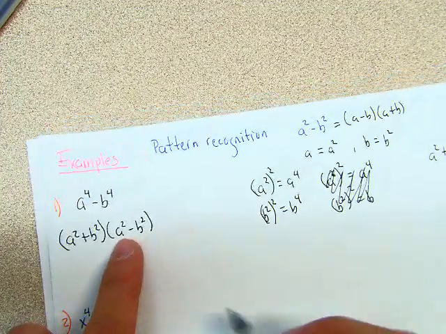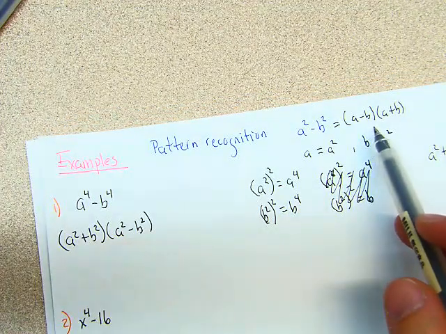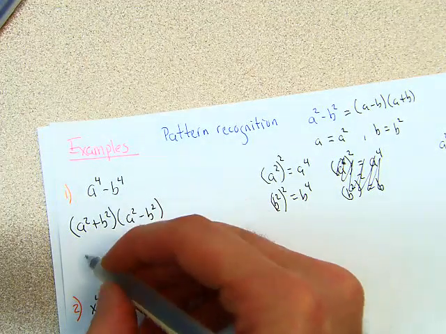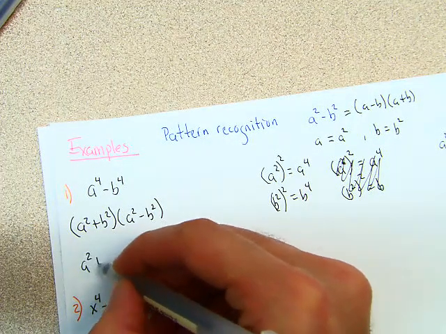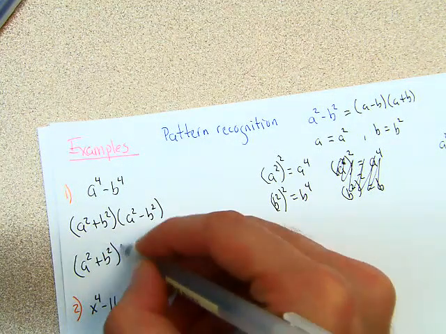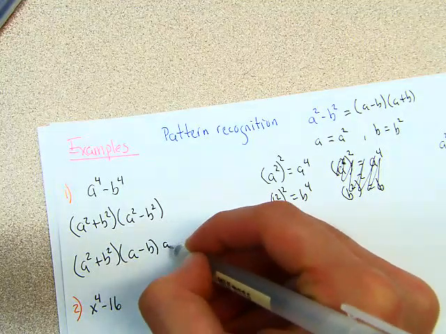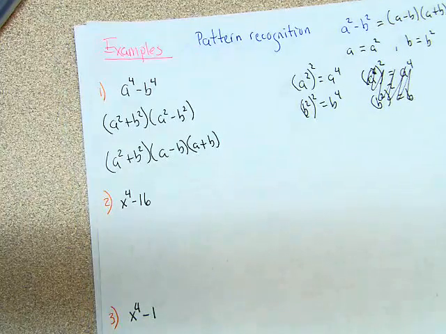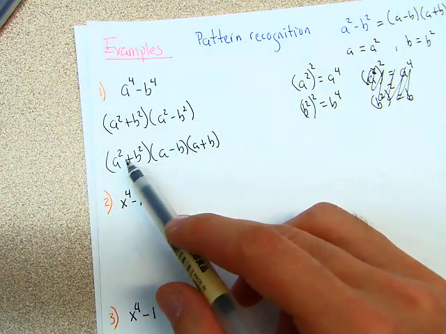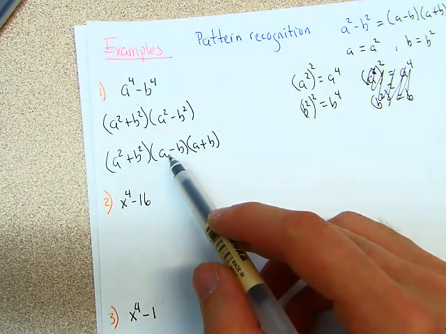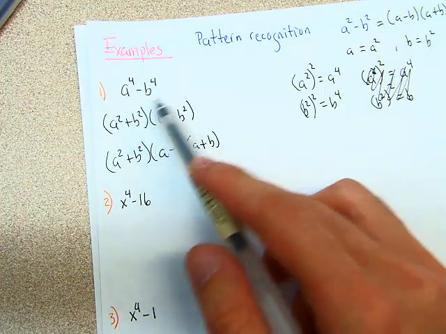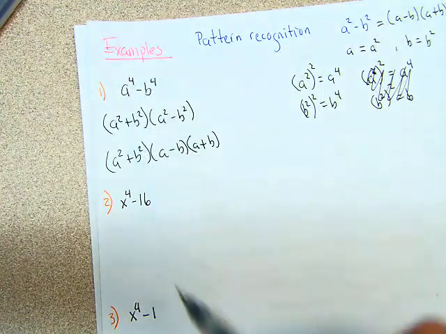A squared minus b squared is equal to what? A minus b times a plus b. So this whole thing is equal to a squared plus b squared times a minus b times a plus b. And if you multiply this binomial times this binomial times this binomial, you get what? That original binomial up there.